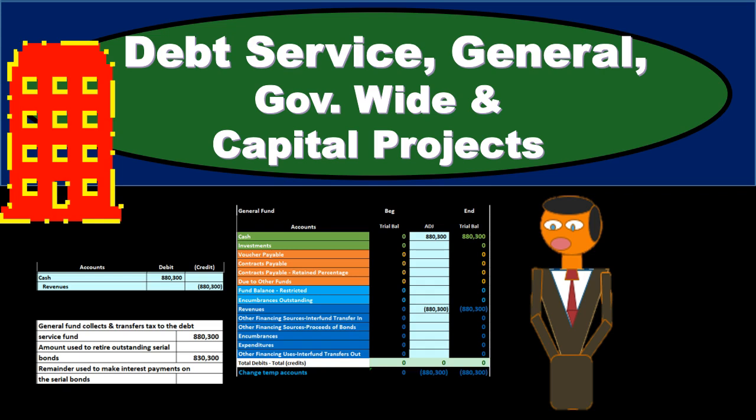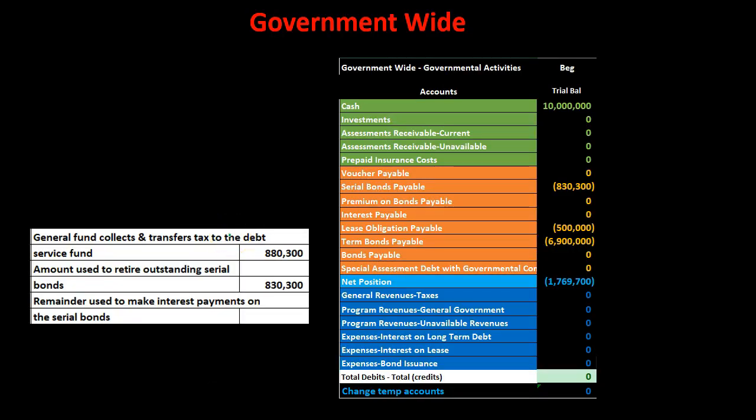The government-wide activities being on the accrual basis, the debt service fund and the general fund being governmental funds are going to be on the modified accrual basis. Typically we're going to start out with the government-wide activity because that's going to be on the accrual basis, and then we'll think about the transaction from an accrual basis and how we can put it together on the fund side of things.